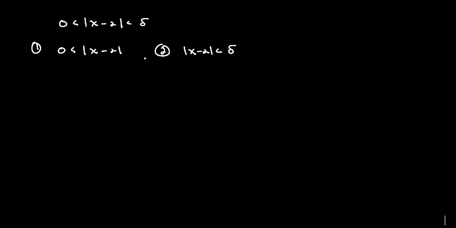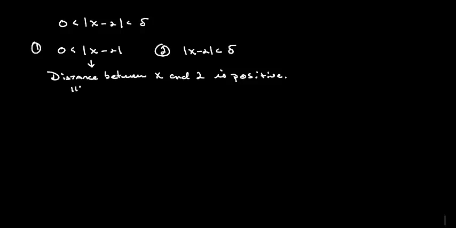Okay. Now let's play around with both of these and see what they say. So this first one says that the distance between x and 2 has to be positive, which means that the distance can't be negative, and it can't be 0. Well, what would that mean?